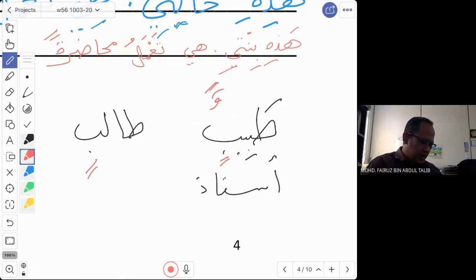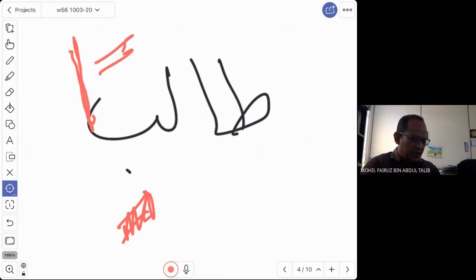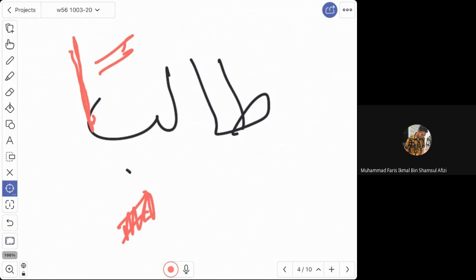The only time you have to add a letter is when it ends with tanwin fathah, not only one fathah. When a word ends with the tanwin fathah, you will have to add alif. So the word will look like this: taliban, ta, lam, ba, and alif. So when you see that alif, even though you don't see the tanwin, you will know this word is actually with a tanwin fathah. Do you get that, Faris? Okay, thank you.